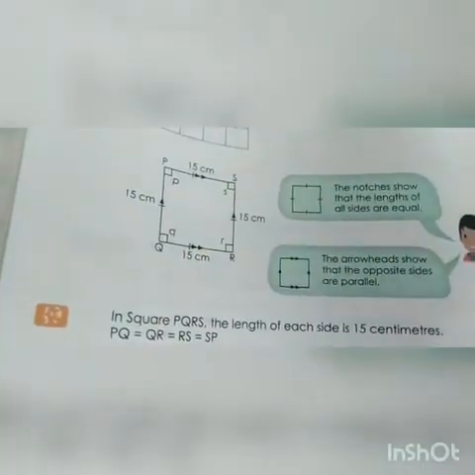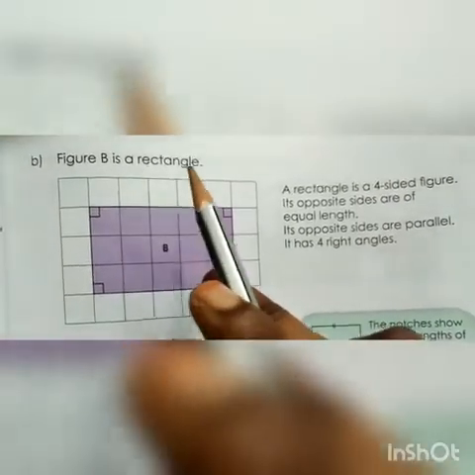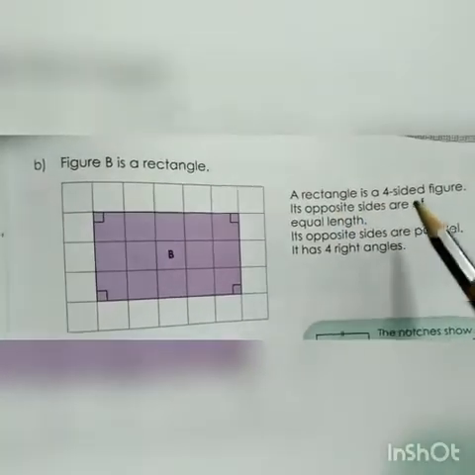Okay, children. Now we are going to see the properties of rectangles. Figure B is a rectangle. What are the properties which we are going to see? First, a rectangle is a four-sided figure.